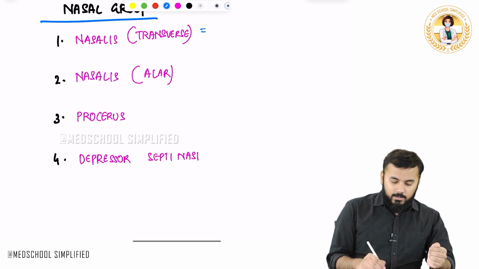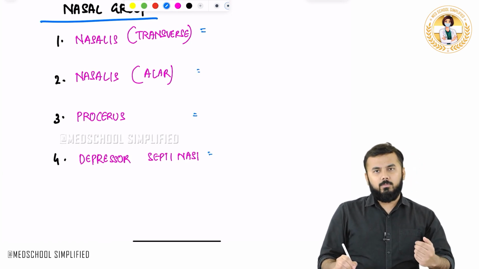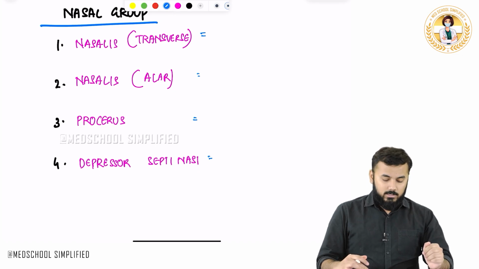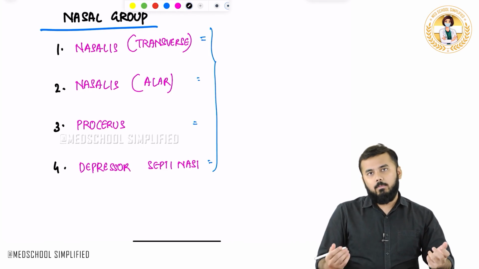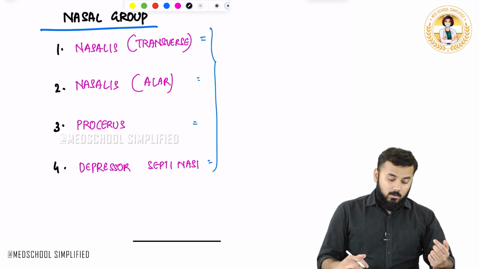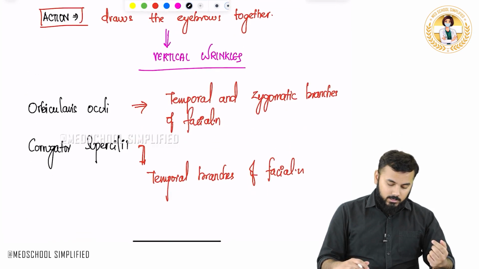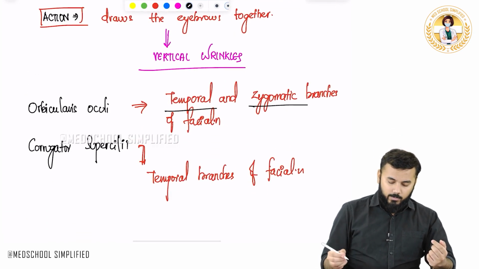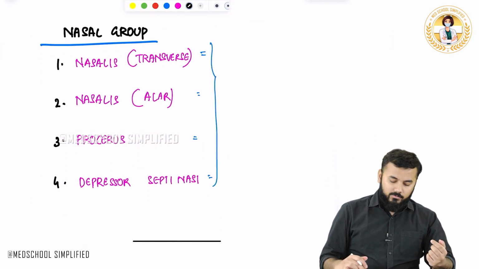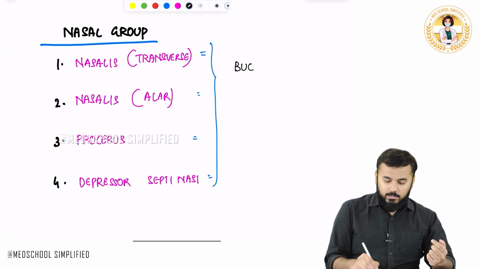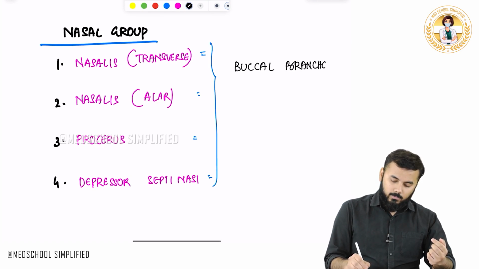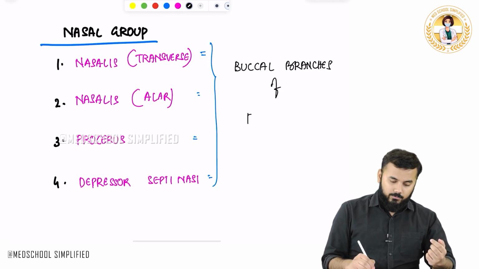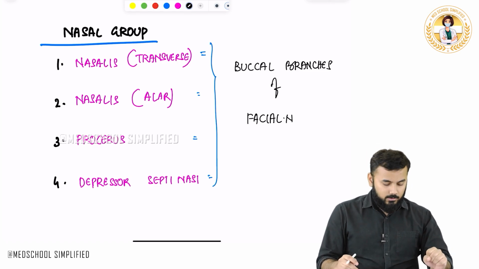So here itself I will write down the nerve innervation so that it would be easy for you. All these muscles are innervated by buccal branches. You know, the facial nerve has got what branches? We just discussed the temporal branch and the zygomatic branch. Now I am discussing that all of these are innervated by the buccal branches of the facial nerve.